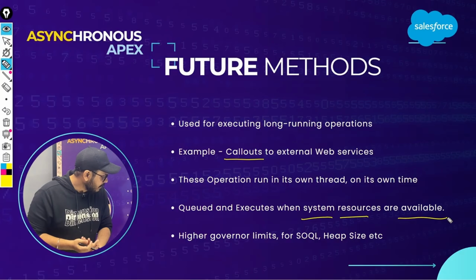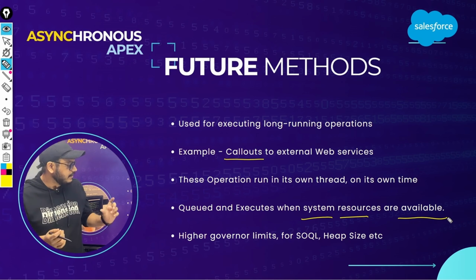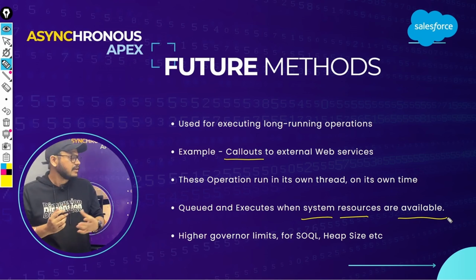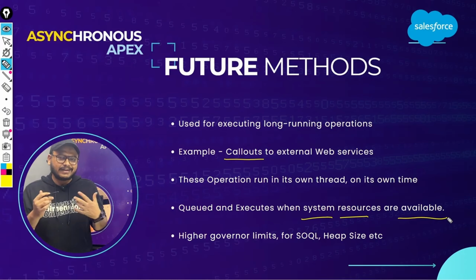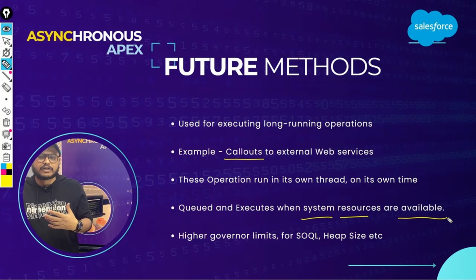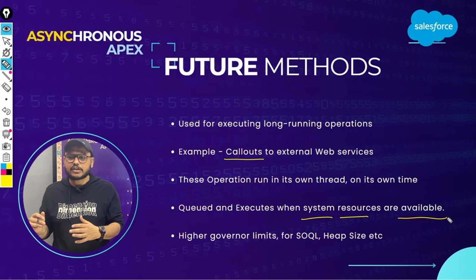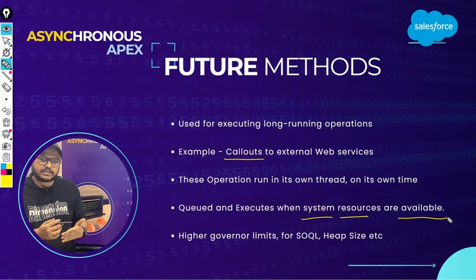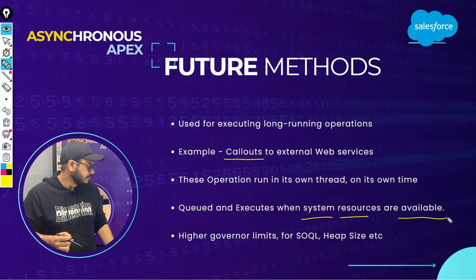Now, another advantage of a future method, or asynchronous Apex in general, is that usually asynchronous Apex gets comparatively higher governor limits. So in Apex, everything is controlled by governor limits. For everything, there is a governor limit which is defined by Salesforce.